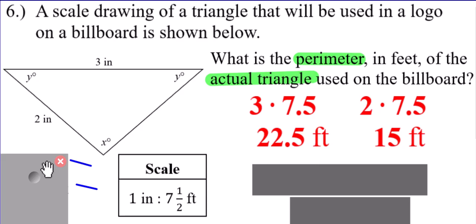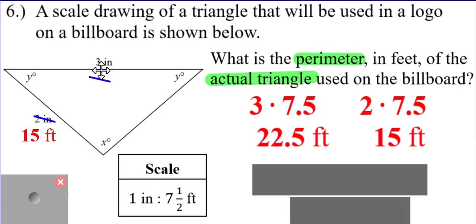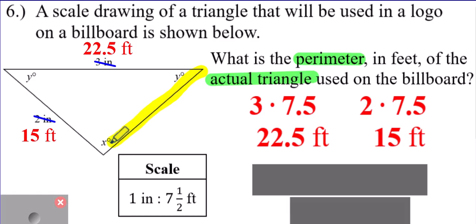Now, there are 3 sides to the triangle. I just found out that the side that was 2 inches is actually 15 feet. I just found out that the side up here that was 3 inches is actually 22.5 feet. But what about this right side? What is that measurement? Well, let me show you something.